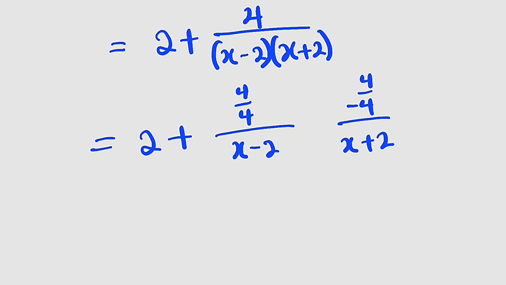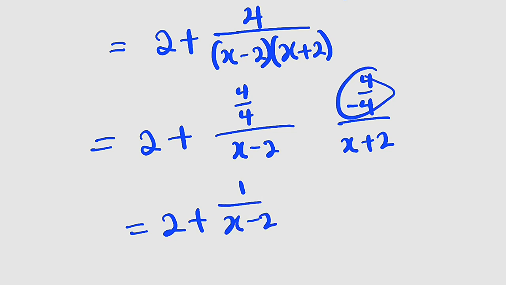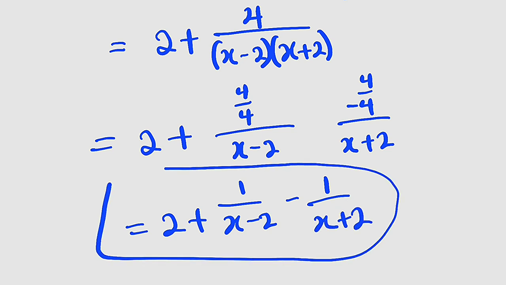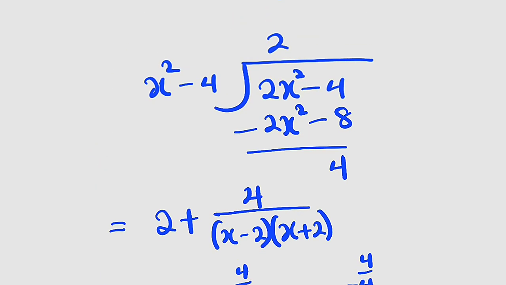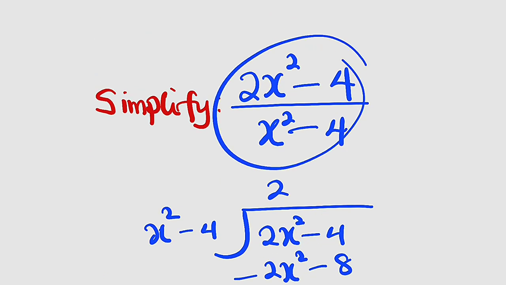So if you simplify this, you have 2 plus 1 divided by (x − 2). Then this is negative 1, right? Negative 1 divided by (x + 2). So this is the partial fraction of that compound fraction. But you should know that we are not simplifying. We are even complicating the issue. But if you are given this, you can easily simplify it back to this one.